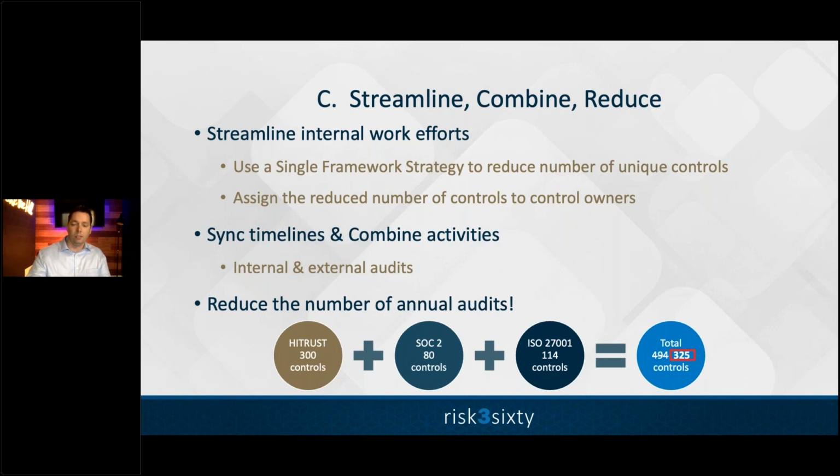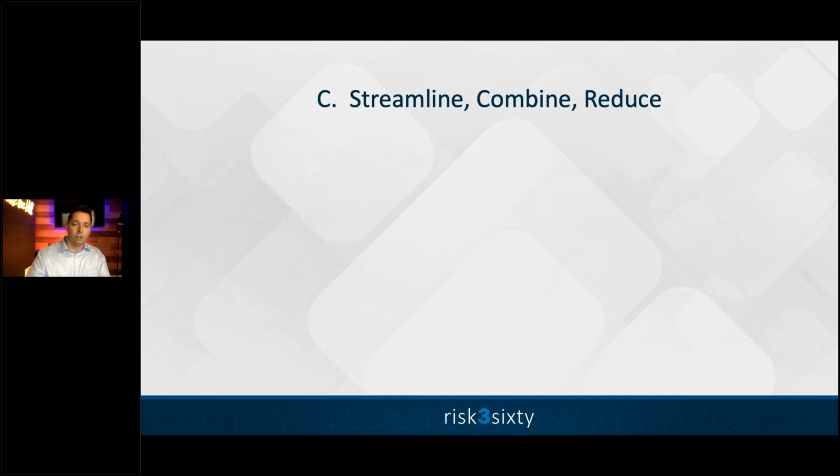And in this case, the example I'm showing, SOC 2 is completely covered by HITRUST. ISO is partially covered, so you end up with only 325 controls versus what was originally 494. So that's a 35% reduction in effort for the team. That's also a reduction in effort for actually gathering that evidence and submitting that evidence. So instead of having to do that multiple times throughout the year, that can just be done a single time.